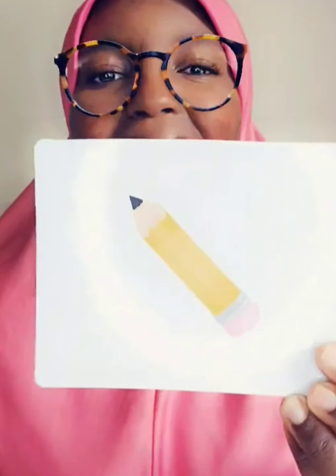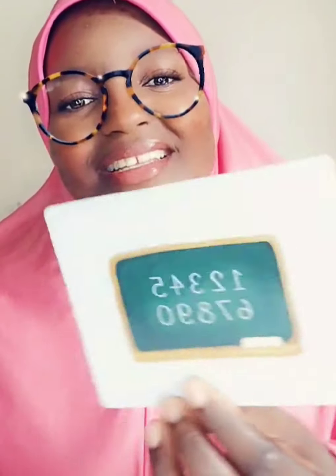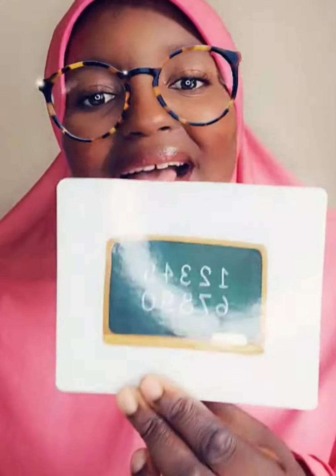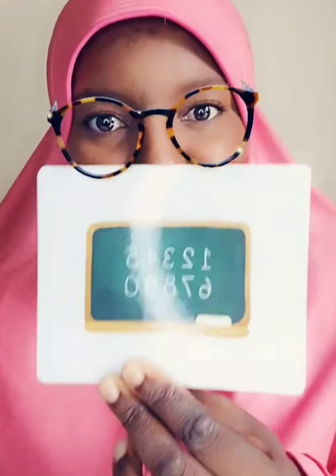This one. Pencil. Right? What do you do with the pencil? You use a pencil to write, okay? Look at this one. This is a blackboard. Blackboard, okay? Desk. You use a desk to write on a desk, right? You sit and write on a desk, right?